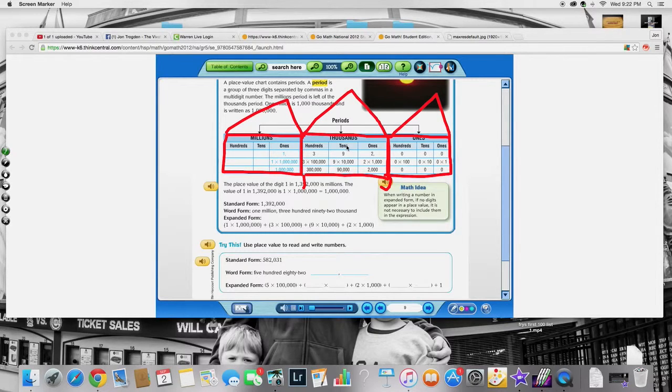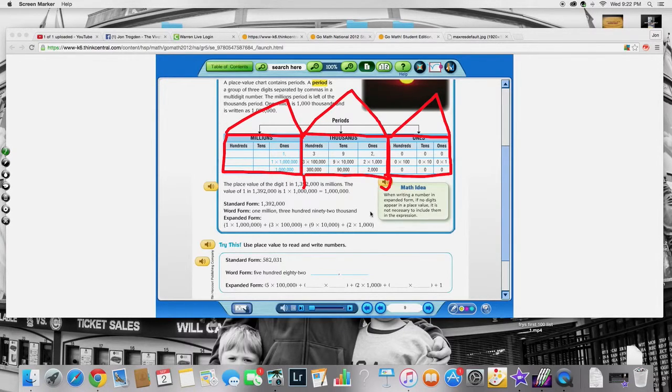The 10,000s, there's 9 of them, so 9 times 10,000 is 90,000. In the 100,000s, there's 3 of them. 3 times 100,000 is 300,000. And then the millions, there's only 1, so 1 times a million is 1 million.